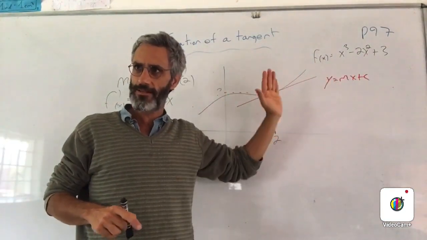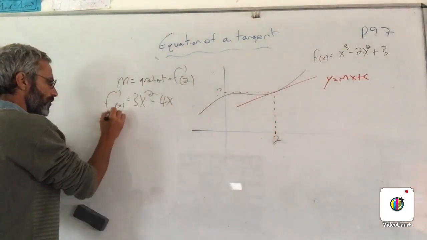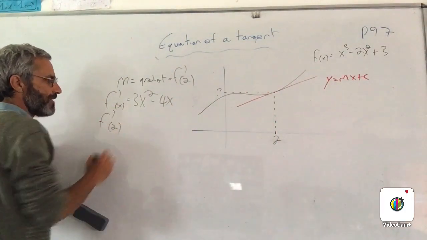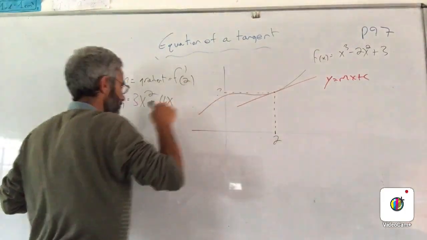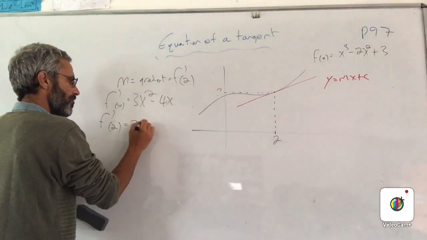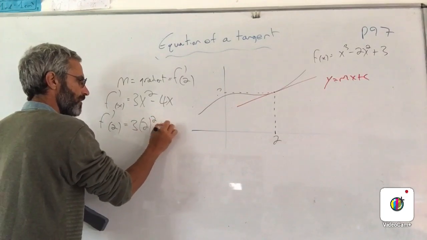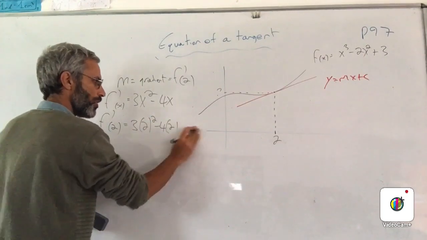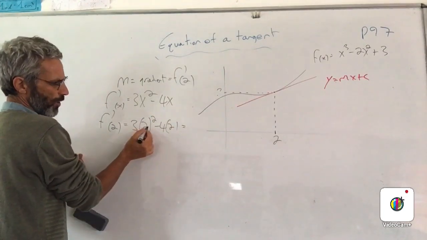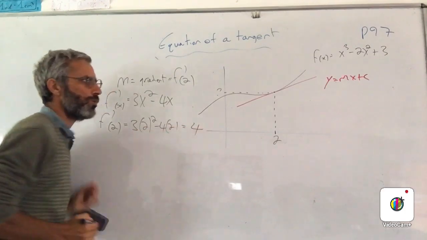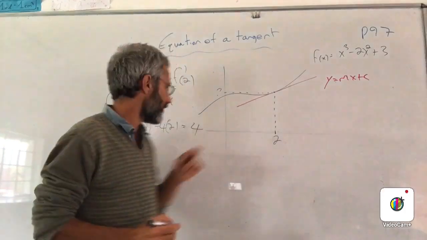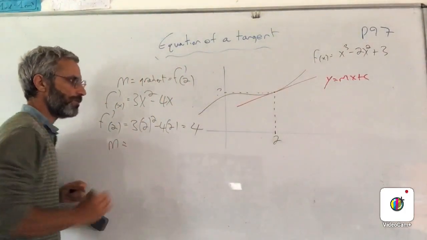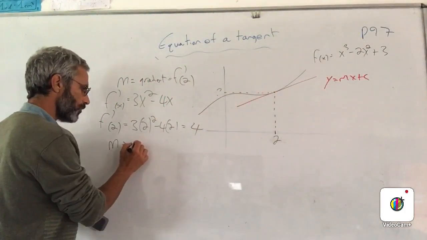How do we know what the derivative is when x is equal to 2? How do I do that? Just sub it into the derivative. So it's going to be 3 times 2 squared minus 4 times 2, which is 12 minus 8, equal to 4. So the derivative here is 4. In other words, m is equal to 4.